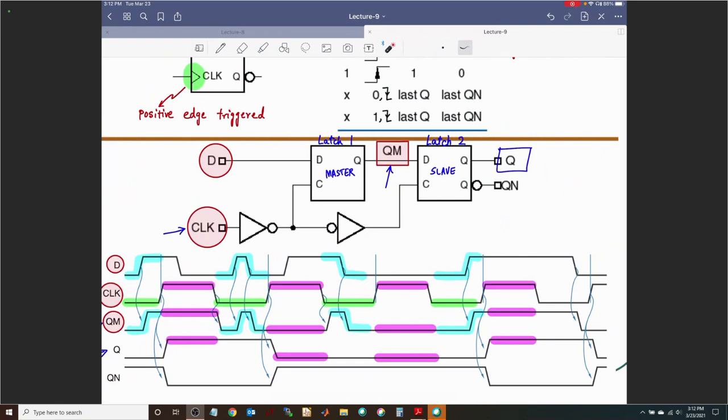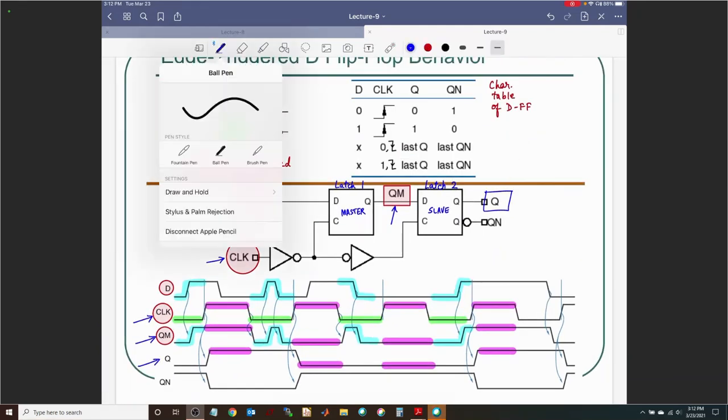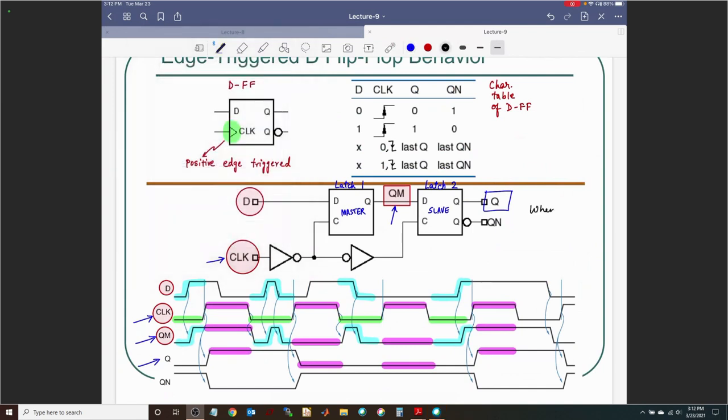Now, what you do is you kind of zoom out of everything and try to answer, when is final Q changing? All right, so it is changing here, it's changing here, it's changing here, and it's changing here, right? Let me mark those points as yellow maybe. So here, and here, and here, and here. Those are the only four times Q changes. Every other time, Q is the same.